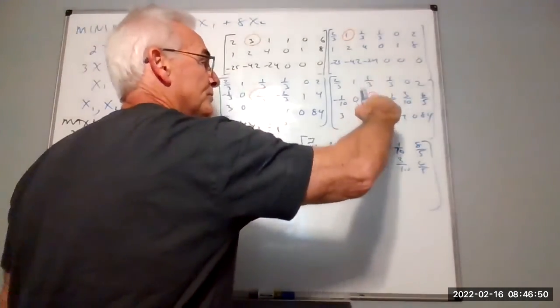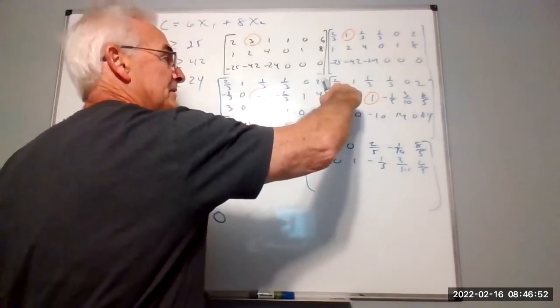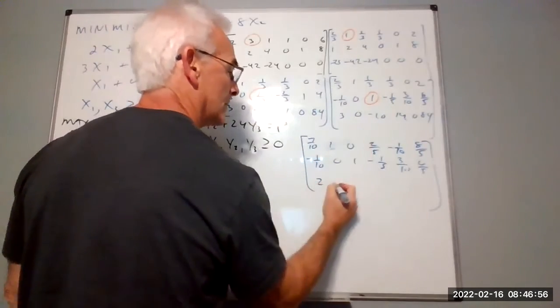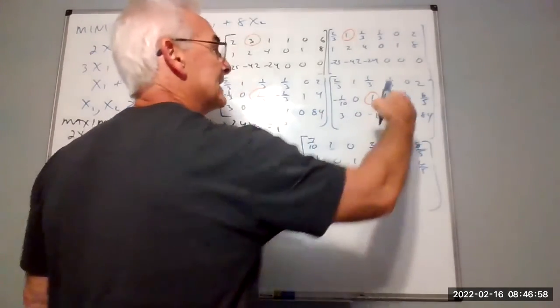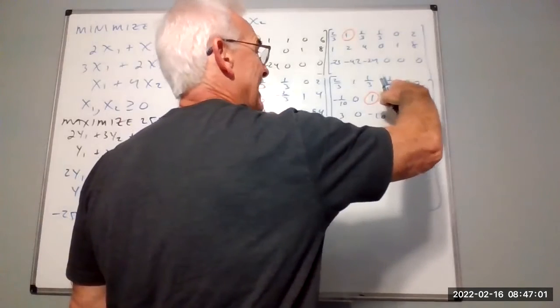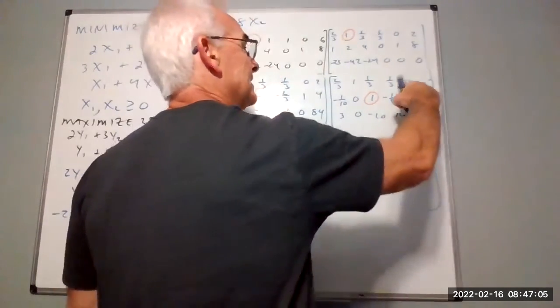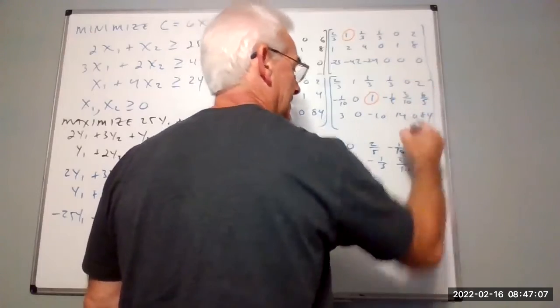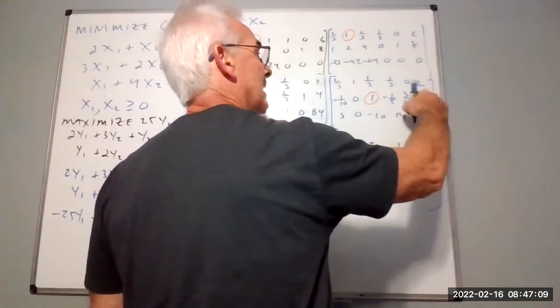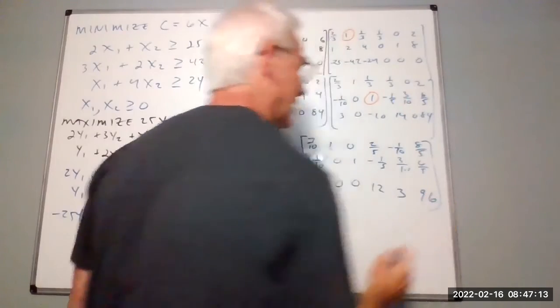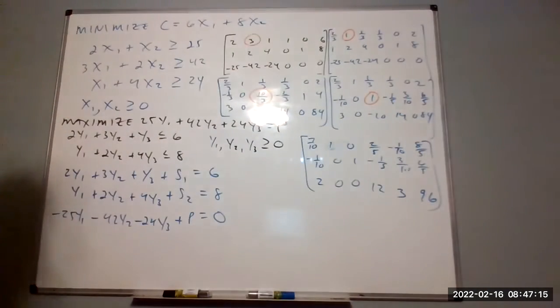Now 10 row 2s plus row 3. So 10 times -1/10 would be -1, added to 3 would be 2, 0, 0. 10 times -1/5 would be -2. When I add it to 14, I get 12. 10 times 3/10 would be 3, added to 0. And 10 times 6/5 would be 12, added to 84. All right. We are finished because my bottom row has no negatives.